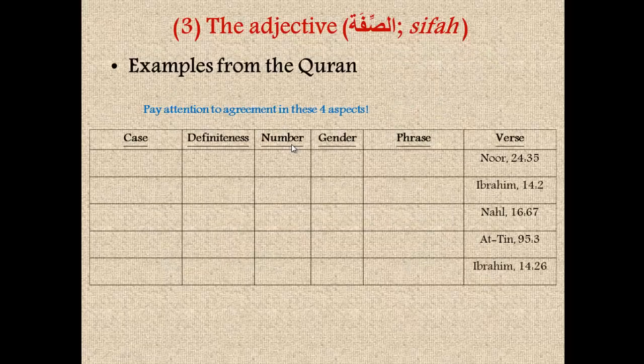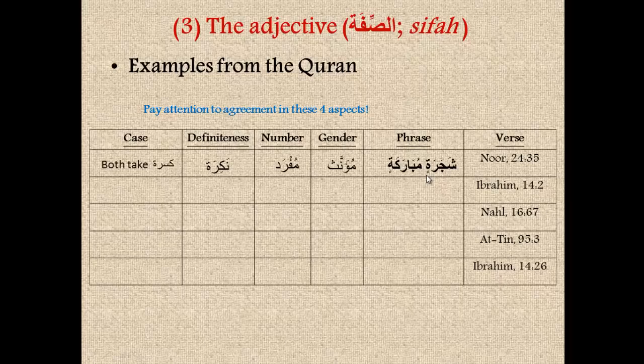Now let's review the adjective or the sifa by taking examples from the Quran. I want you to pay attention to agreement, again, in these four fundamental aspects: case, definiteness, number, and gender. In Surah An-Nur, verse number 35, we have the phrase شجرة مباركة, a blessed tree. Shajaratin mubarakatin. Gender: both of these words, the ism and the sifa, are feminine, mu'annath. We are talking about mufrad, or singular. And both are indefinite because of the tanween, both are nakirah. And the case ending, notice how both take a kasratan, a kasra at the bottom.